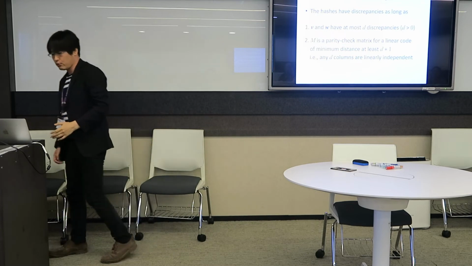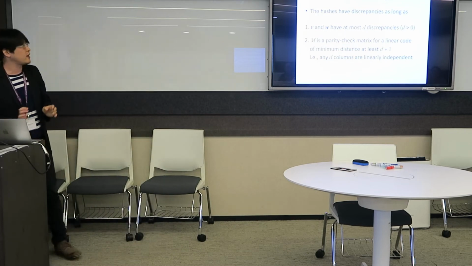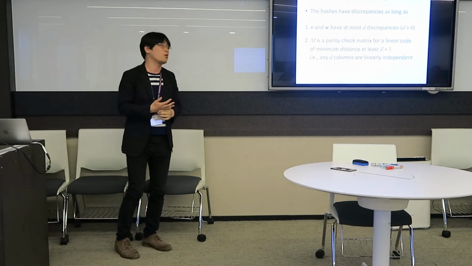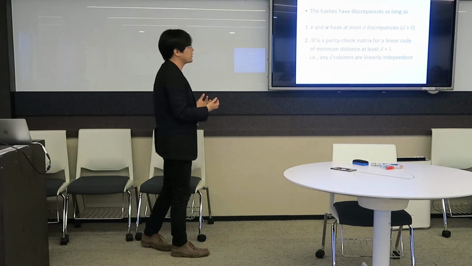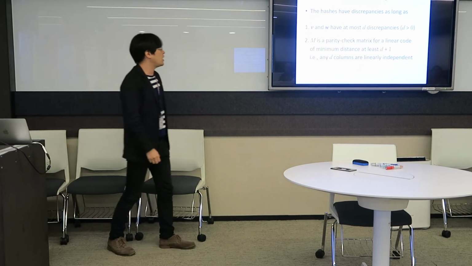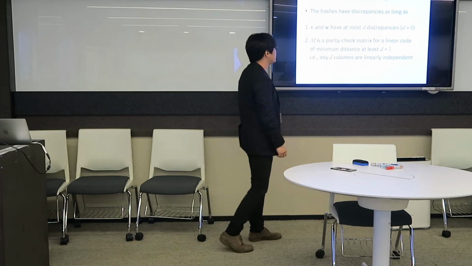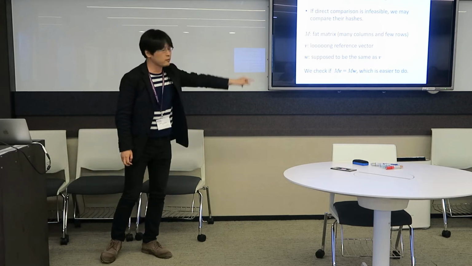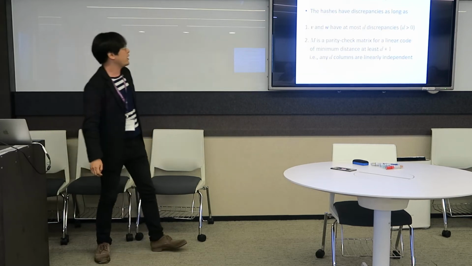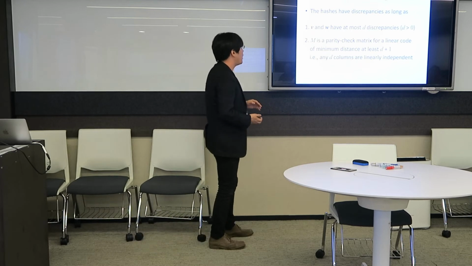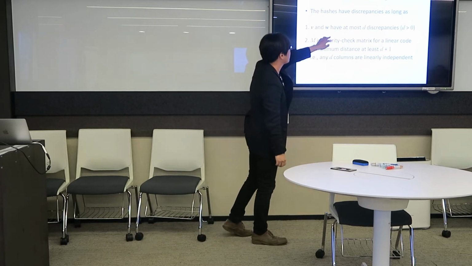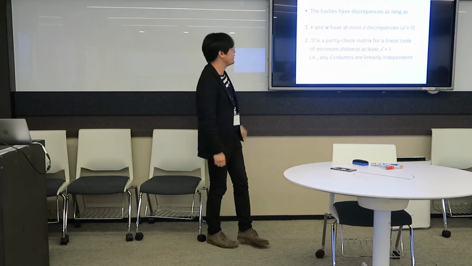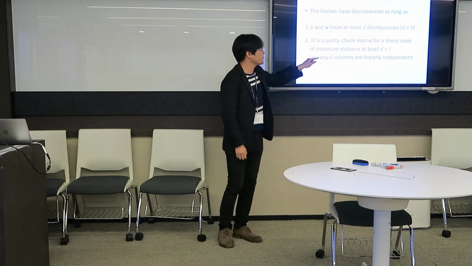In this case, the problem becomes exactly the same as detecting errors by using a linear code, or a standard group testing problem, because in the previous slide we have MV and MW, and these are different as long as V and W have at most D discrepancies, and M forms a parity check matrix for a linear code of Hamming distance at least D plus 1.